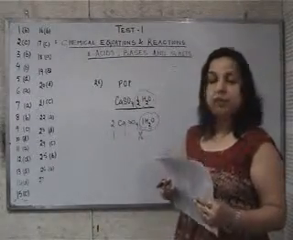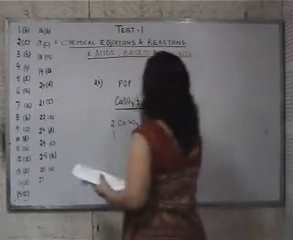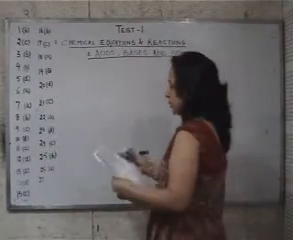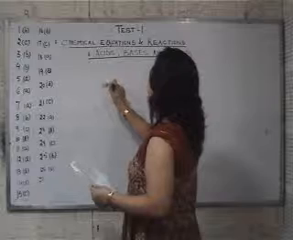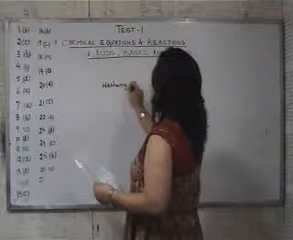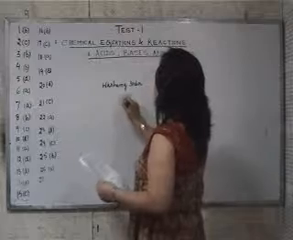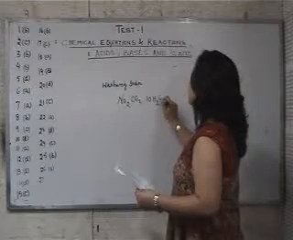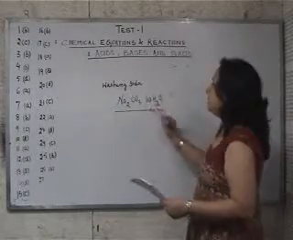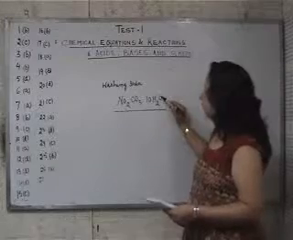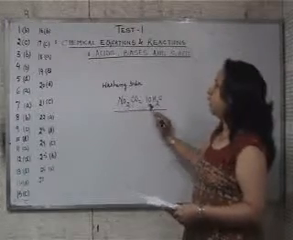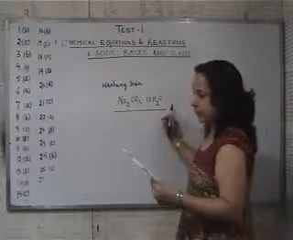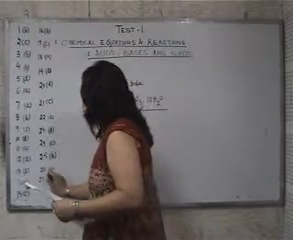Question number 27: what is the chemical name of washing soda? Washing soda is sodium carbonate, Na2CO3·10H2O. It means the water of hydration in washing soda is 10 molecules, and the actual formula is sodium carbonate dot 10H2O. That is called washing soda. B, beta is the option. 27th question, answer is beta.